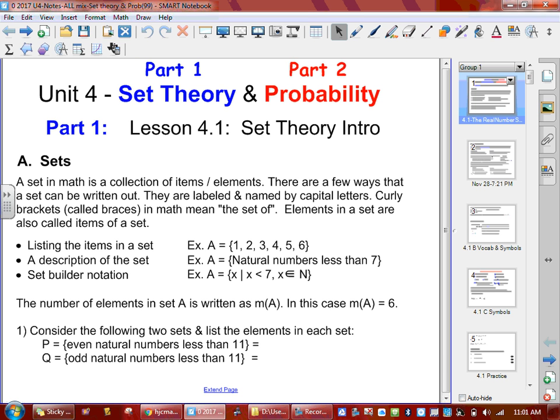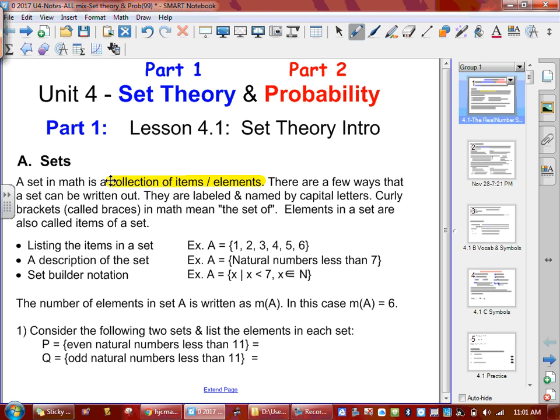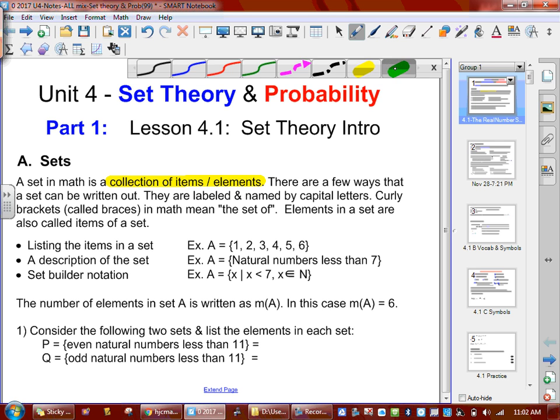So a set in math, we say, is a collection of items or elements. You'll see the word elements quite often. Now, there's a few ways that we can write a set. First of all, they're named and labeled by capital letters, but we can write our sets by listing them. So the first way is by listing.